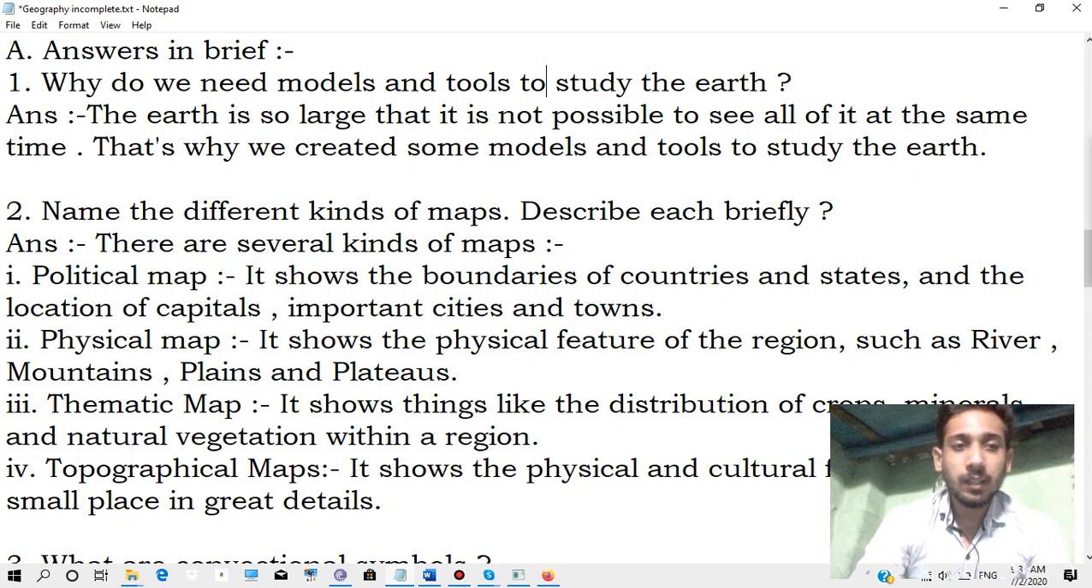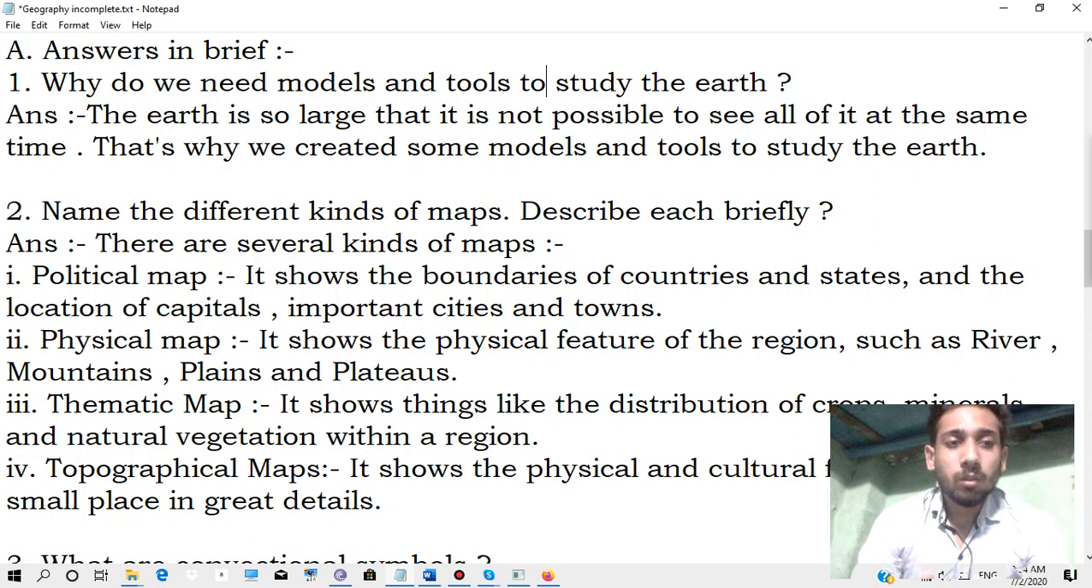of countries and states, and the location of capitals, important cities and towns which are situated on the earth. It will only tell you the divisions: in how many countries our earth has been divided, how many states are there, what is the location of which capital, what are the important cities. It will just tell you about the division.